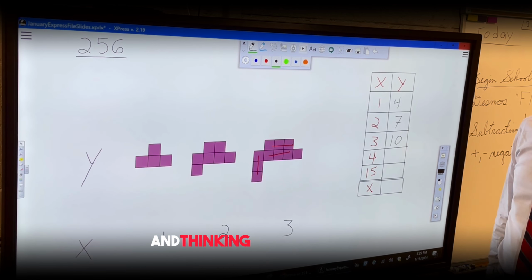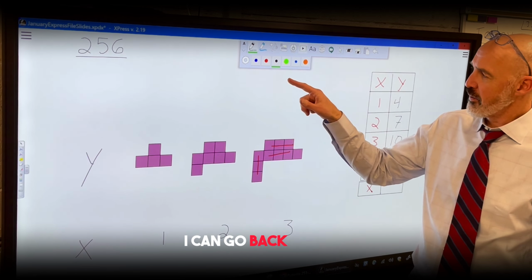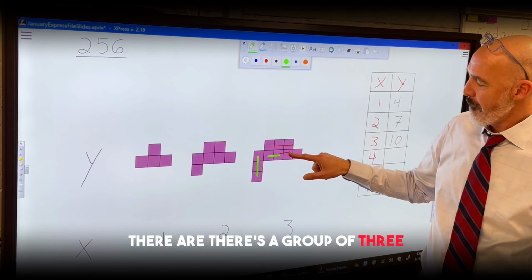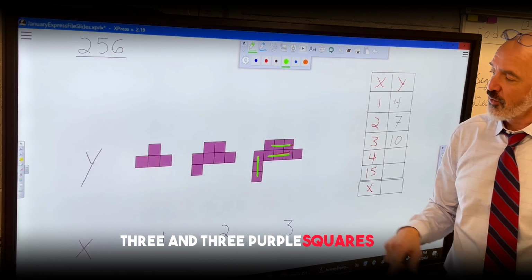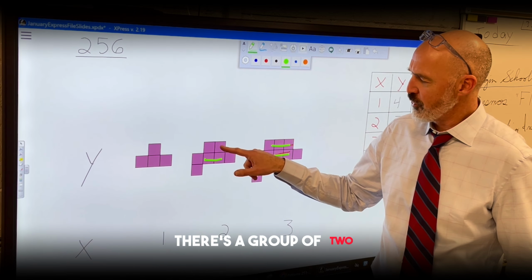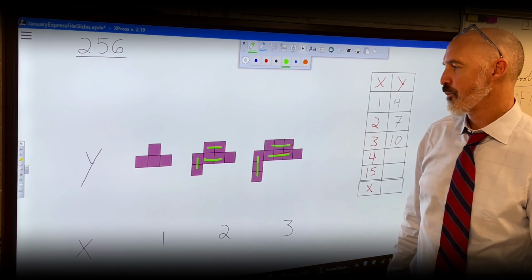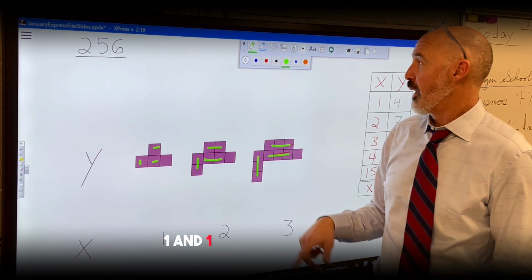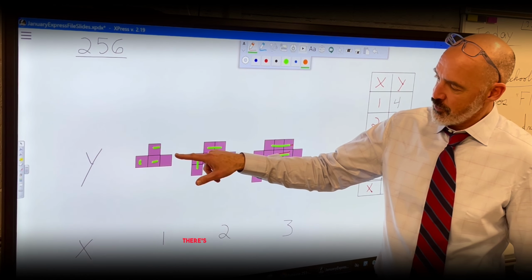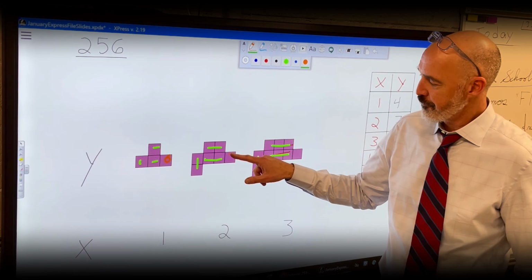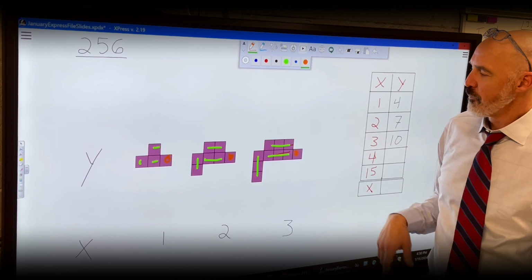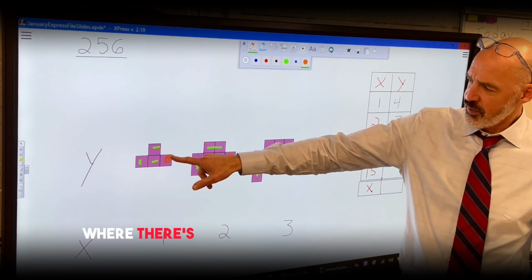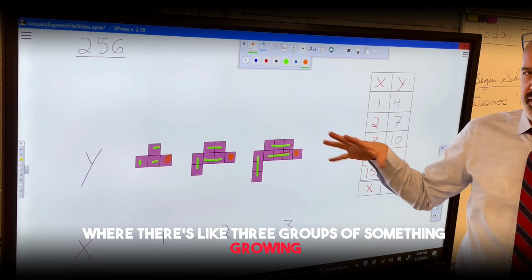And thinking that's a pattern, I can go back and see. I'm going to make this a little easier to see. There's a group of 3, 3, and 3 purple squares. Here, there's a group of 2, 2, and 2. Here, there's 1, 1, and 1. And then every time, there's this extra square. So that seems to be a growing pattern where there's like 3 groups of something growing every time.